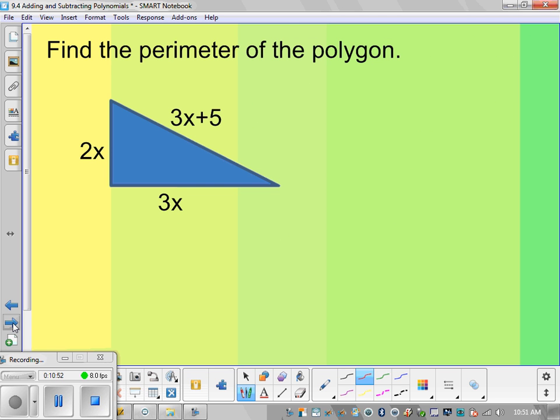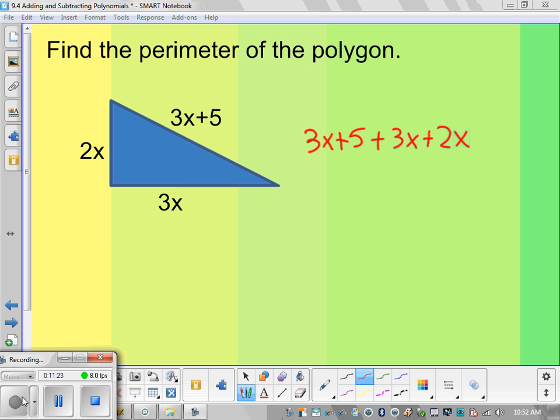Now we're going to see where you might actually use this in your very near future. If we want to find the perimeter of a shape and we know the values to be 2x, 3x, and 3x plus 5. If you recall, perimeter is to add up all the sides. So I'm going to write up all three sides. So I have now written all three sides. We're going to add the 3x plus 5 plus the base that's 3x plus the height that is 2x.